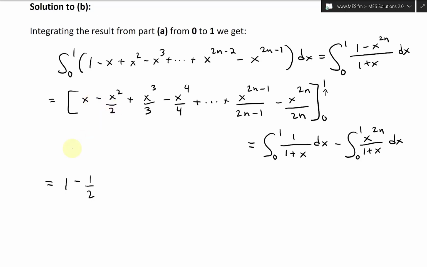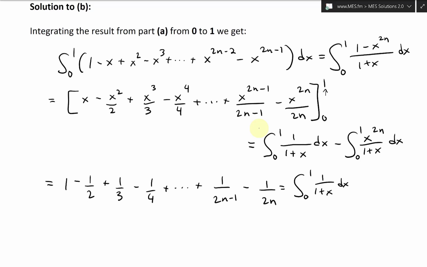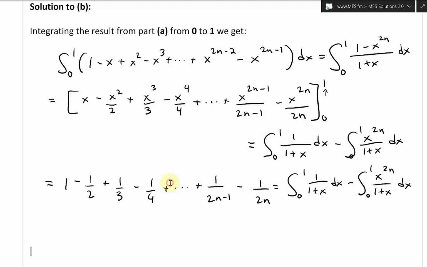1 minus 1/2 plus, then we get the x cubed, just 1, plus 1 over 3 minus 1 over 4 plus dot dot dot, then plus 1 over 2n minus 1, and then minus 1 over 2n. And that equals the integral on the other side, the integral of 1 over 1 plus x dx minus the integral of x to the 2n over 1 plus x dx. Yeah, so we have all this.